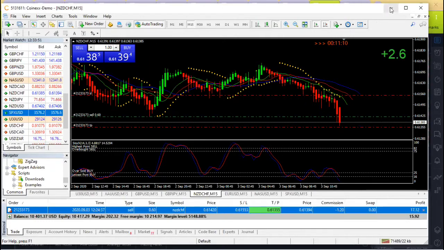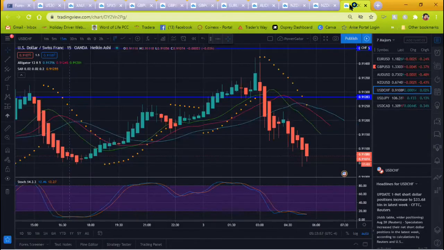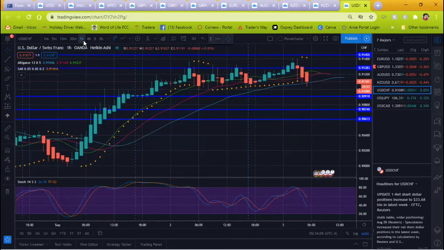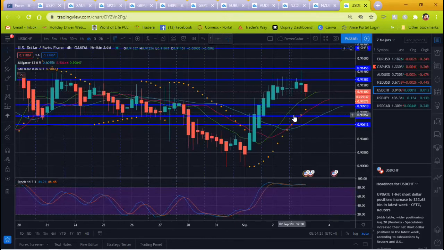Let's go ahead and go back to TradingView. I did have one more currency pair that I wanted us to look at. That was USD CHF. It's currently in a sale. On the 1 hour, okay, it's turning into a sale. You can see the alligator approaching that red. It hasn't crossed it yet, but it's getting ready to. The 4 hour, okay, it's in a buy, but it's pulling back into a sale.